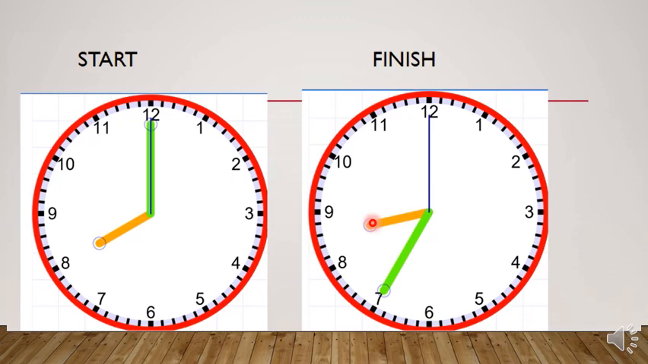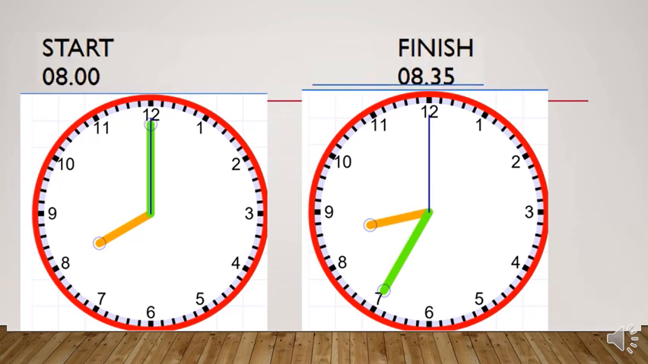Now it might be easier to write both these times in the 24-hour clock to help us figure out the duration. So for 8 o'clock it will be 0800, and for 25 to 9 it will be 0835. Now if we look at these two times, 8 and 8, they're the same hour, it's just the minutes that have changed. So between 0 minutes and 35 minutes is 35 minutes. The duration of the bus journey is 35 minutes.